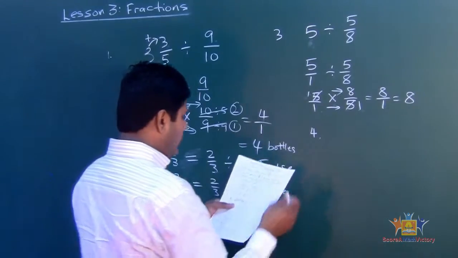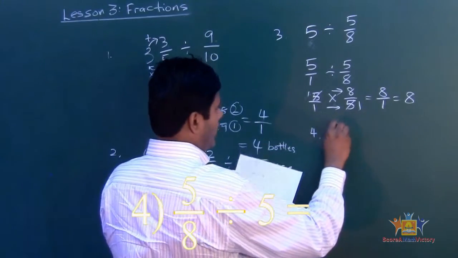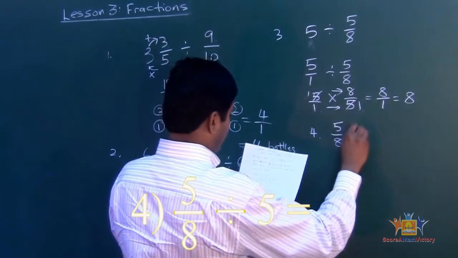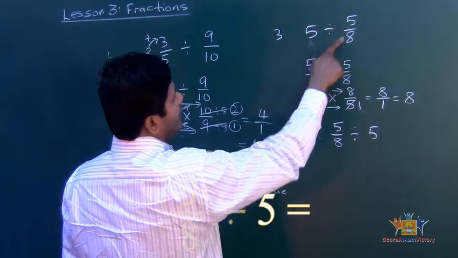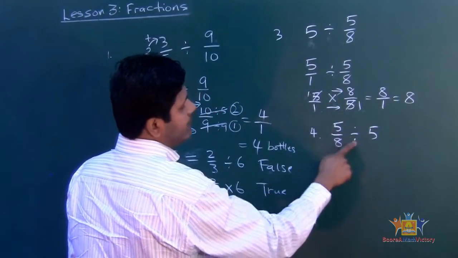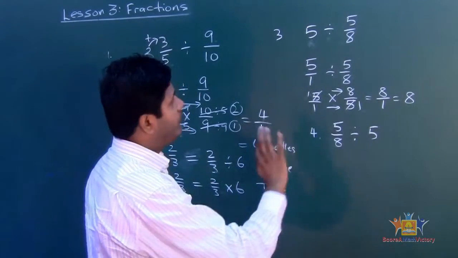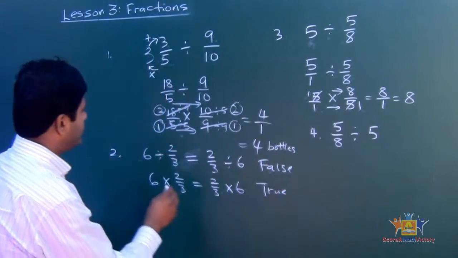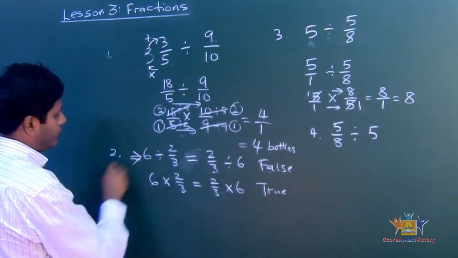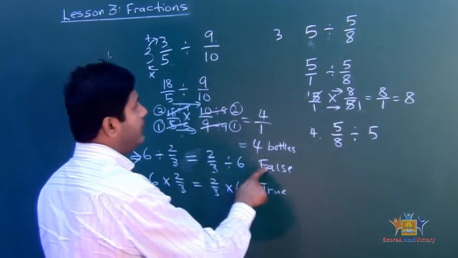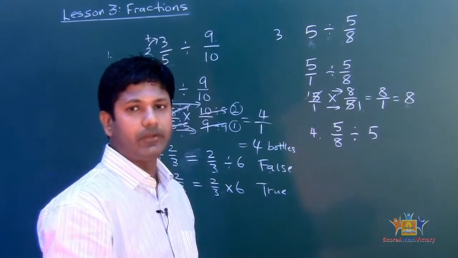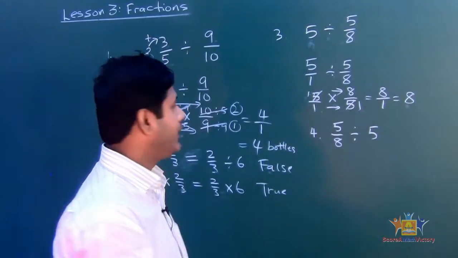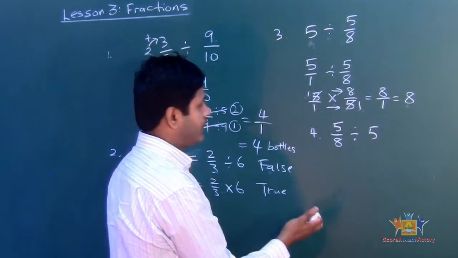Problem number 4, you're given 5 over 8 divided by 5. Now look at this. 5 divided by 5 over 8, and 5 over 8 divided by 5. I flip-flop. So that is going to prove to us this problem right here, true or false, which was false, isn't it? So we're going to find out, is this going to give us the same answer or a different answer? Definitely it's going to be a different answer, but we'll put that into practice.